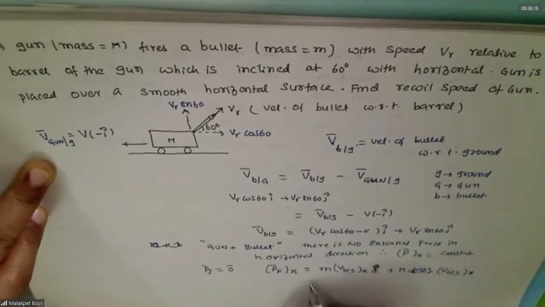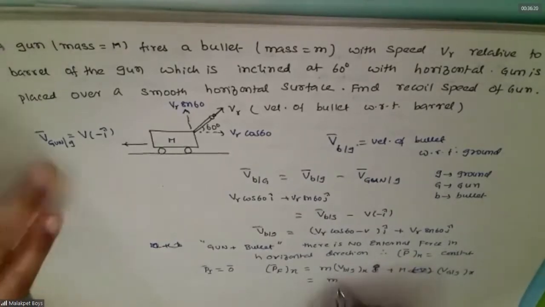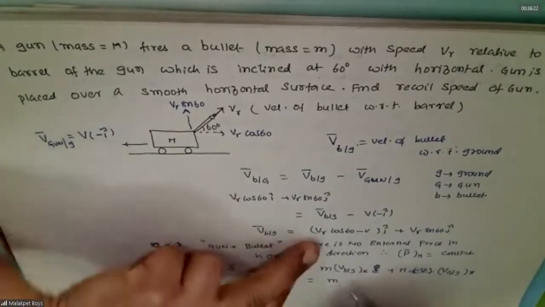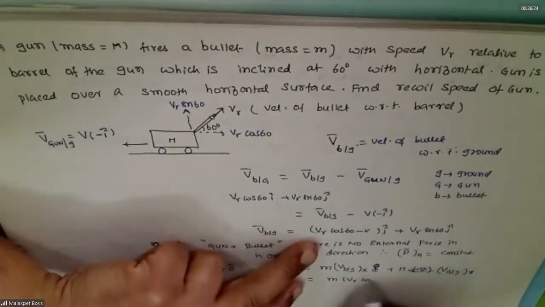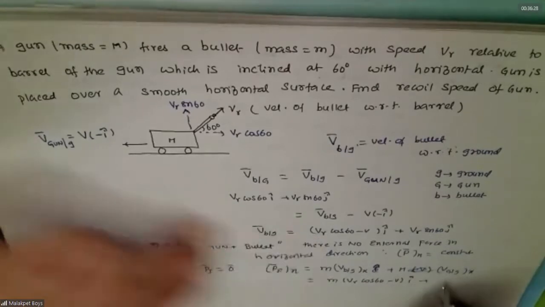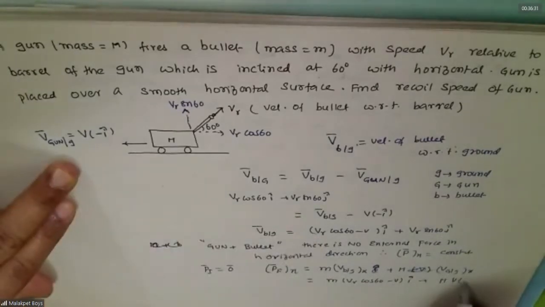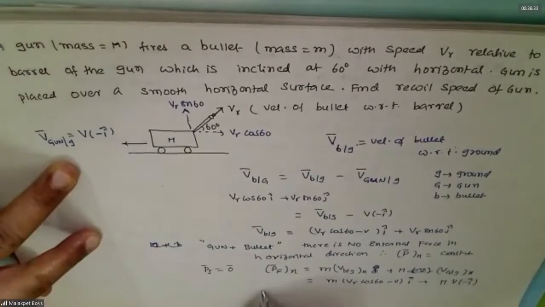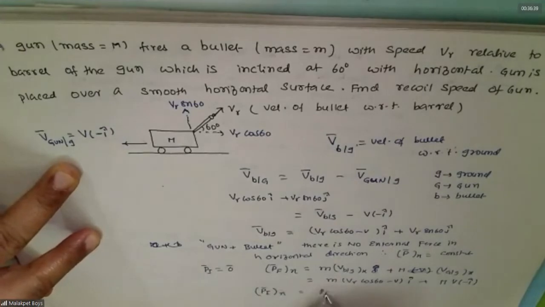We will just write like this. This is m, this is VR cos 60 minus V i cap, plus M into V into minus i cap. Now P initial equals P final. Yes, this is 0. Equate this.